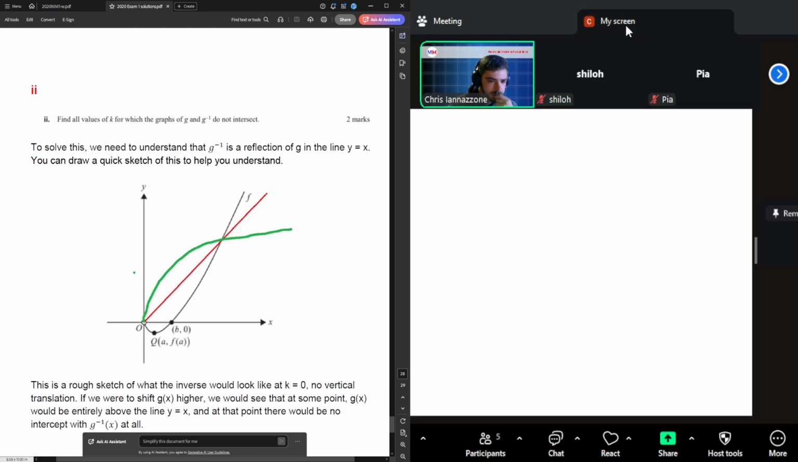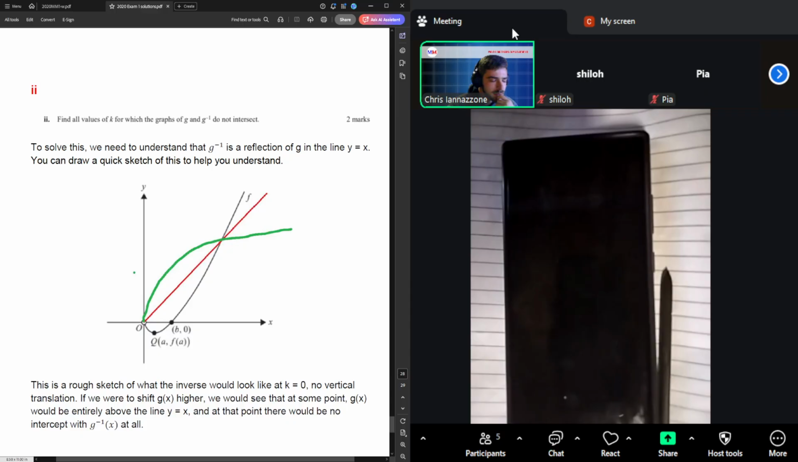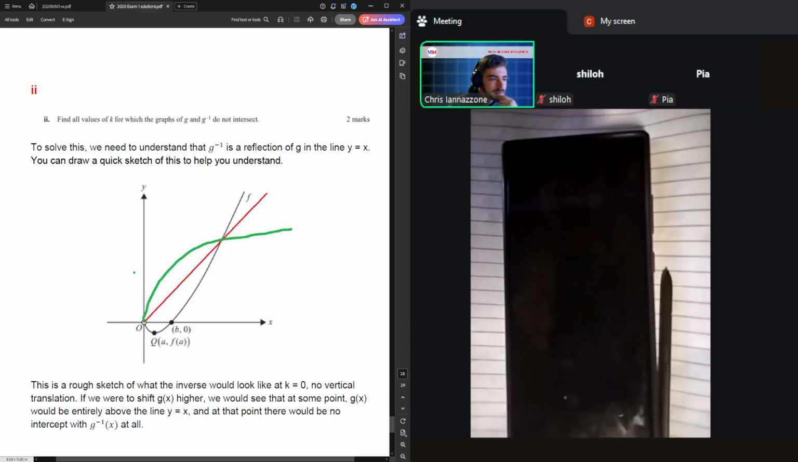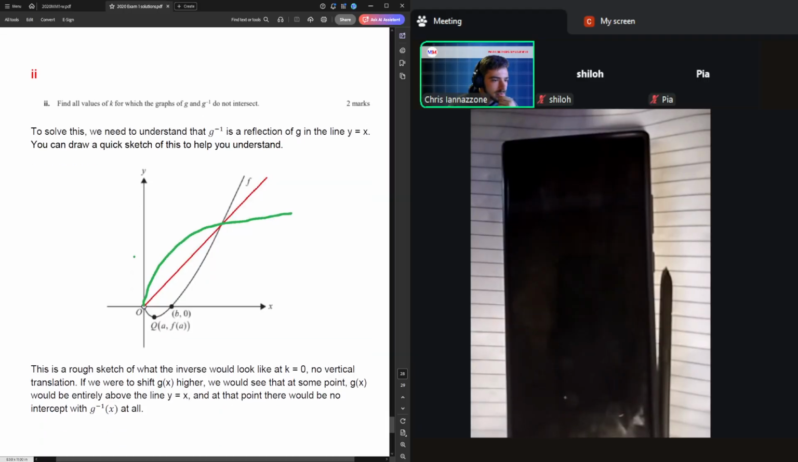That's basically this, which is if you were to roughly ballpark what the inverse would look like, you might draw something like this and then say, yep, cool. Again, they're only going to ever intersect along the line y equals x. Very common thing with inverses. We want to figure out what values of k would cause them not to intersect at all.